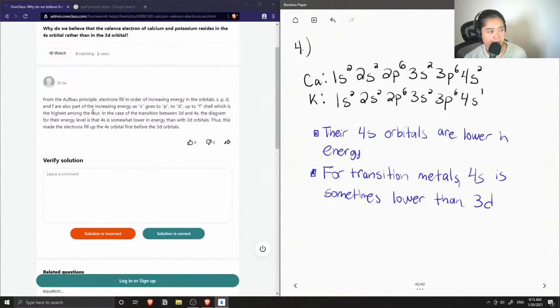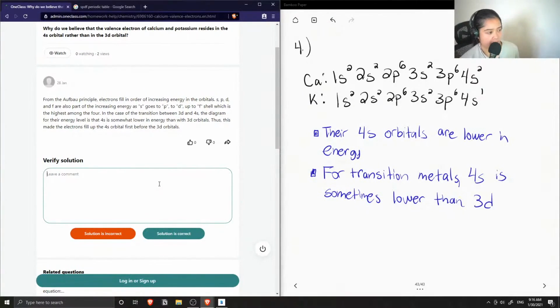Okay, so the junior tutor said that from the Aufbau principle, electrons fill in order of increasing energy in the orbitals. S, P, D, and F are also part of the increasing energy as F goes to P, to D, up to F shell, which is the highest among the 4. In the case of transition between 3D and 4s, the diagram for their energy level is that 4s is somewhat lower in energy than the 3D orbitals. Thus, this made the electrons fill up the 4s orbital first before 3D. Yep. So this solution is correct.